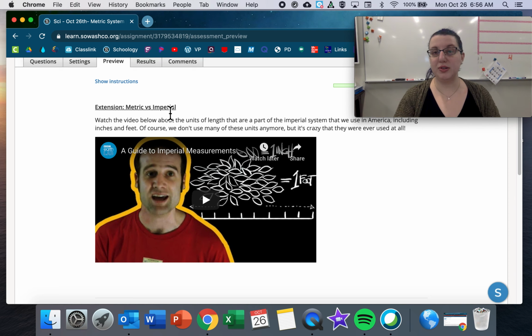So the imperial system, that's the system that we use. We also sometimes call it the standard system or American standard system, even though it came from Britain. And so the imperial system, that's feet, inches, yards, miles. It's also ounces and pounds. Those are all imperial or our system units. The metric system, that's centimeters, meters, millimeters, kilometers, liters, milliliters, grams, milligrams. Those are all metric system.